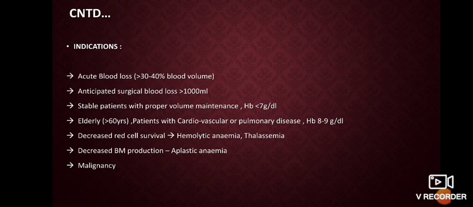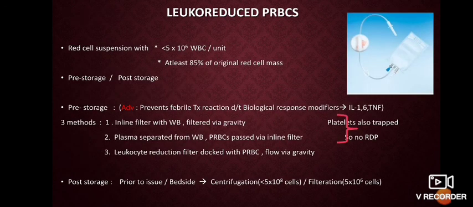And those for having a decreased red cell survival like hemolytic anemia, thalassemia, and those who are having decreased bone marrow production like aplastic anemia, and those having malignancies. And now we'll look upon some of the modified PRBC components like leukoreduced.